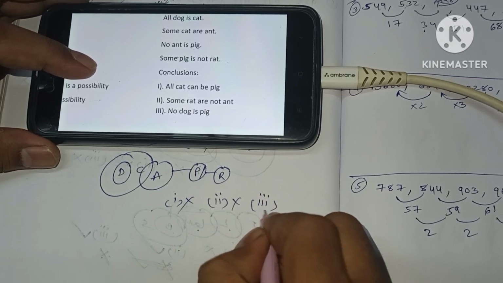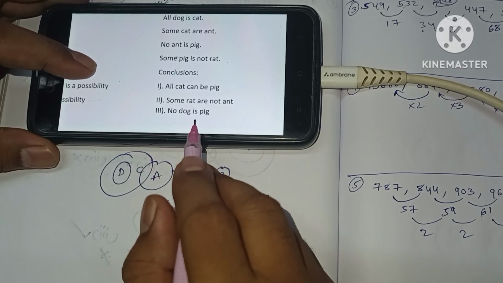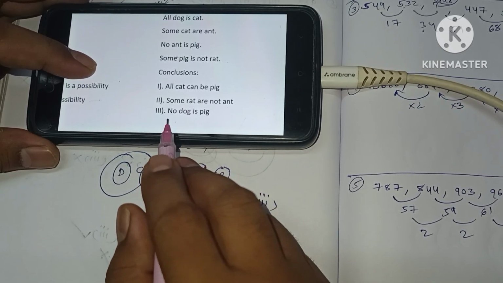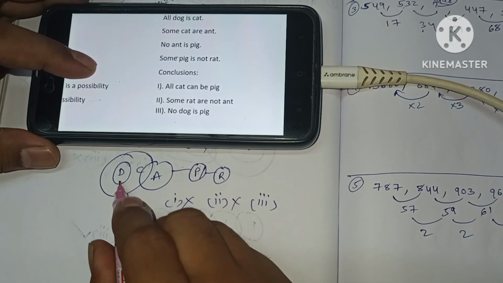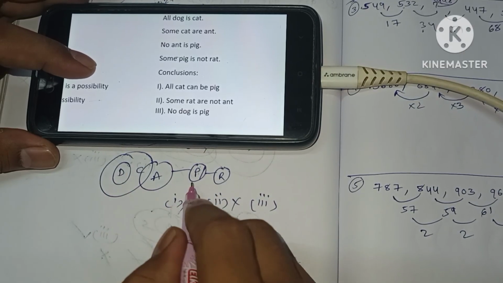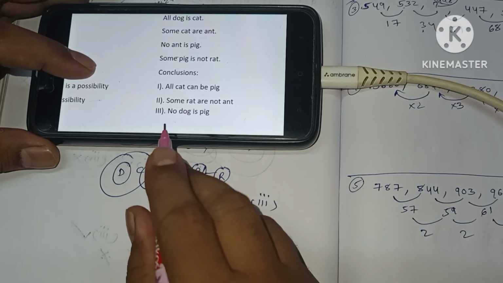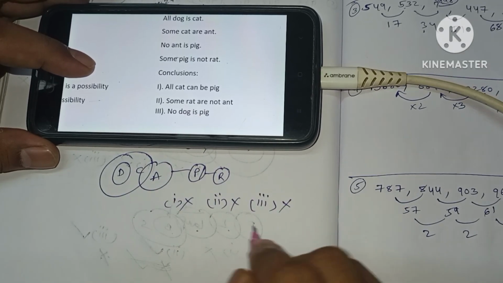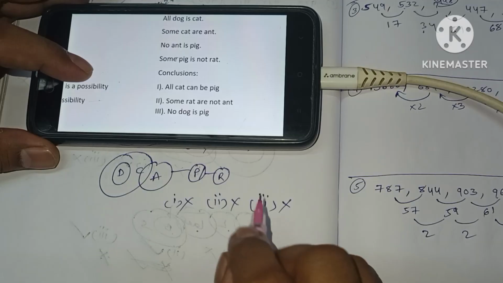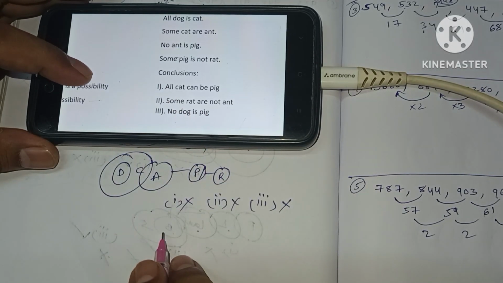Third one, no dog is pig. We check whether some dog can be pig. Some dog can be shared with pig. It is true. If the some case is possible, the no case fails. So none of these conclusions will follow.